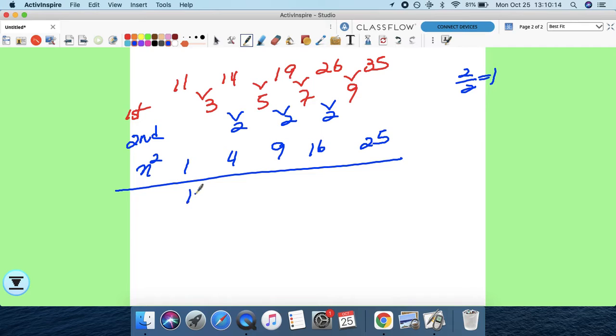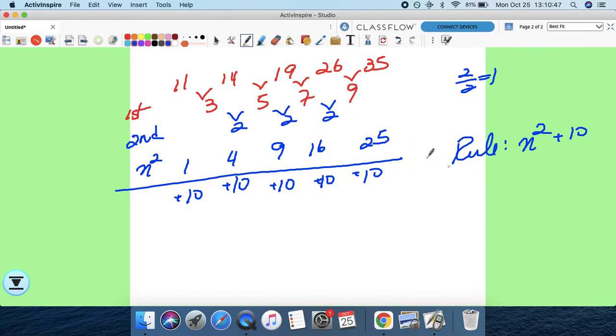11 minus 1 is 10. 10, 10, 10, and 10. Because they're all the same, we don't have to take a first difference. When they're all different, you would take the first difference again, but because they're all the same, we're done. So our rule here is n squared, and literally plus 10. Let's see if that works.